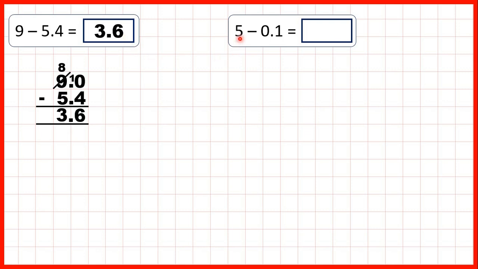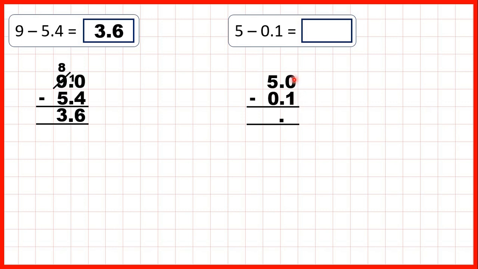Now we have 5 minus 0.1, so we can set this out as a column subtraction, making sure the 0 ones that we're subtracting is written underneath the 5 ones that we start with. Now 5 is the same as 5.0. So now our decimal points are lined up, our ones and tenths columns are lined up, so we can copy the decimal point down into our answer and now subtract using column subtraction.